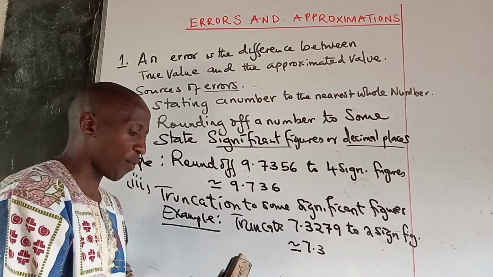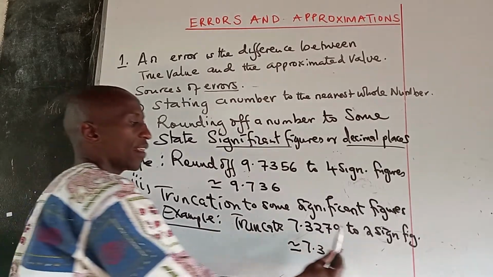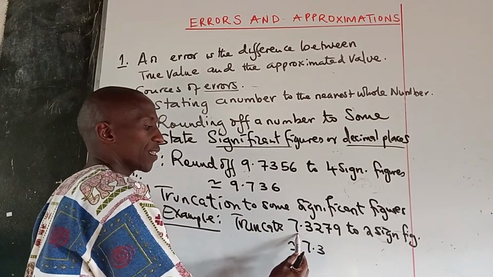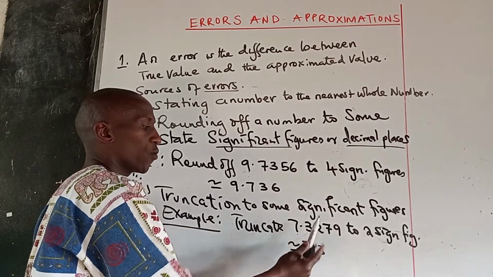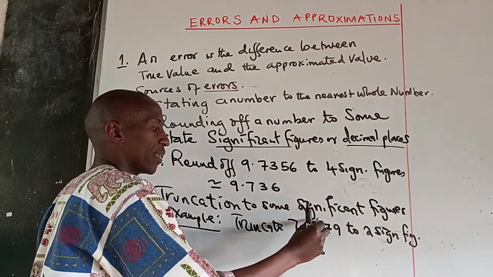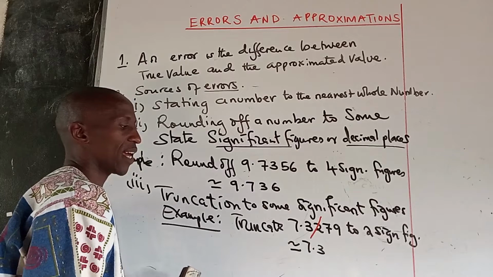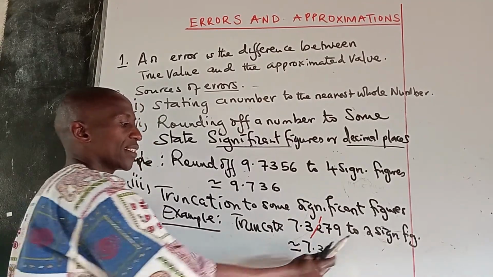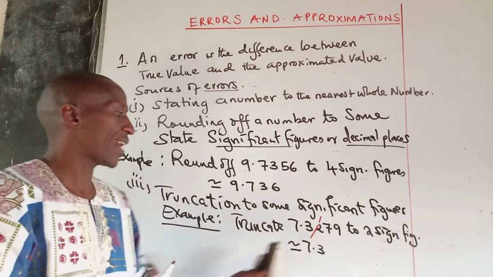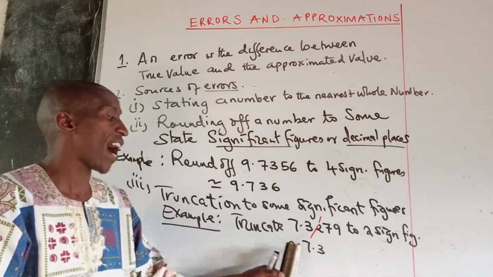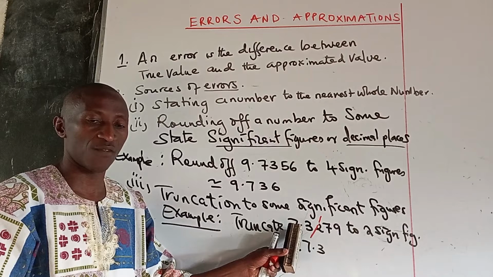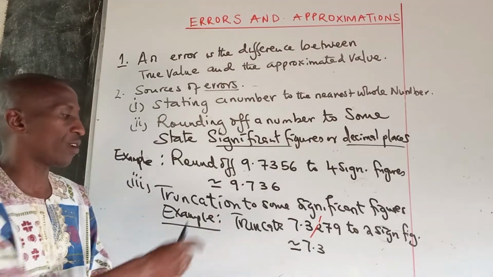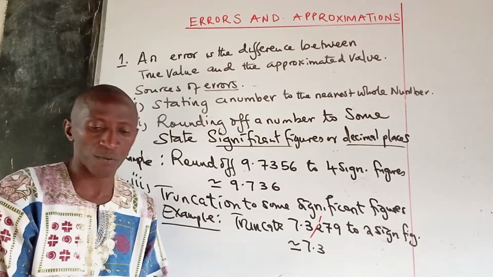Truncation means you chop off after the significant figures given. This is the first significant figure, this is the second one. So when we are told to truncate, that means you chop off at that point, and we get 7.3. That is to 2 significant figures. And that creates a difference between the actual and the truncated value. So truncation, there we chop off.